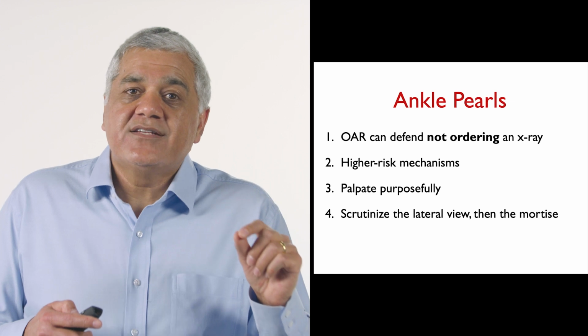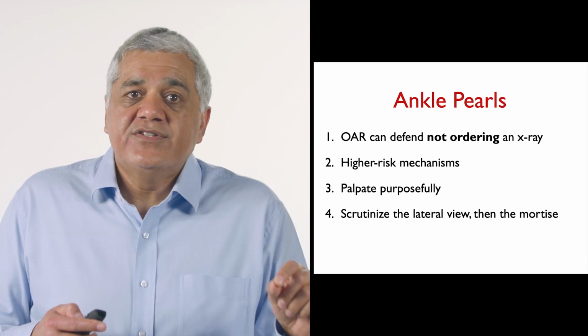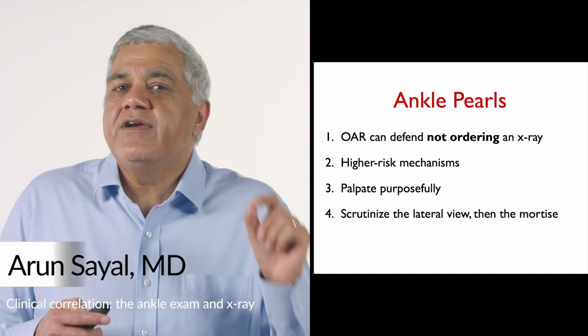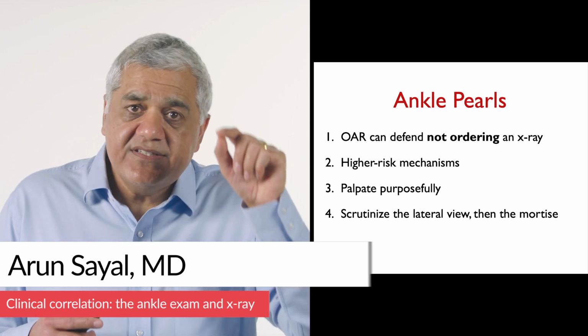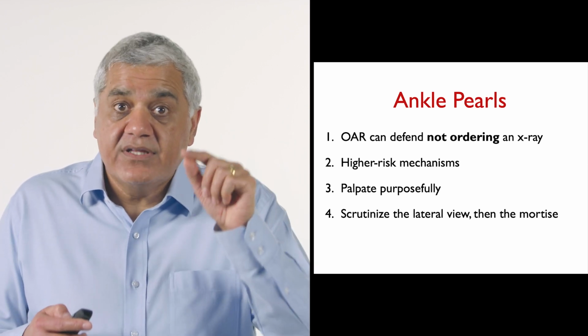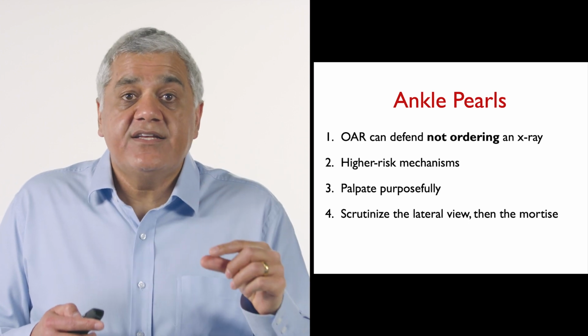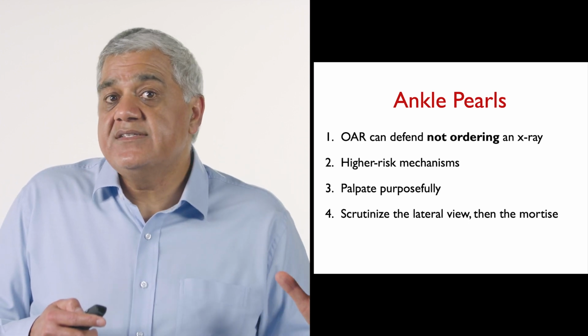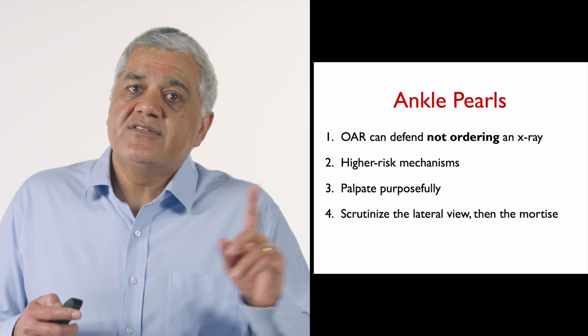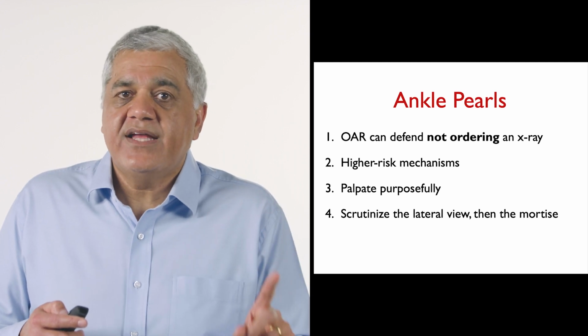And when you do look at the x-ray, scrutinize the lateral first. We tend to ignore it. There's lots of very valuable information. Trace out the tibia. Trace out the fibula. Look at the talus. Look at the calcaneus. Lots of important stuff that's easily missed. And then by all means, look at the mortise because it's really important to make sure that's intact.